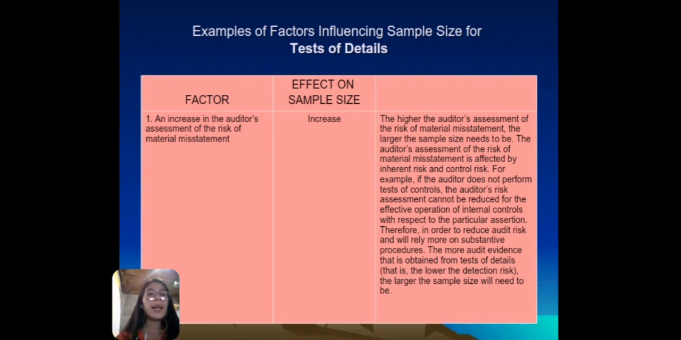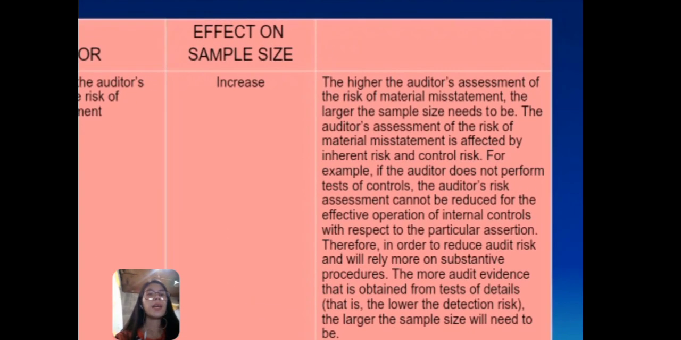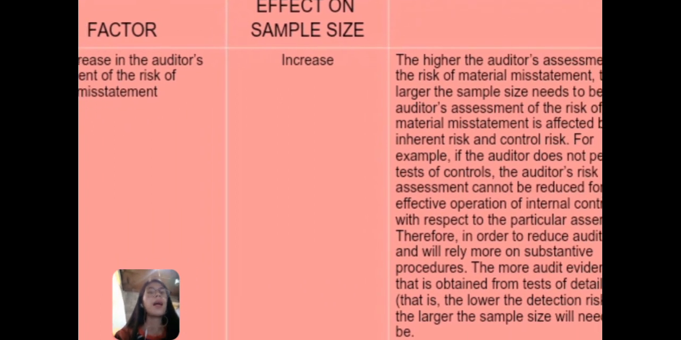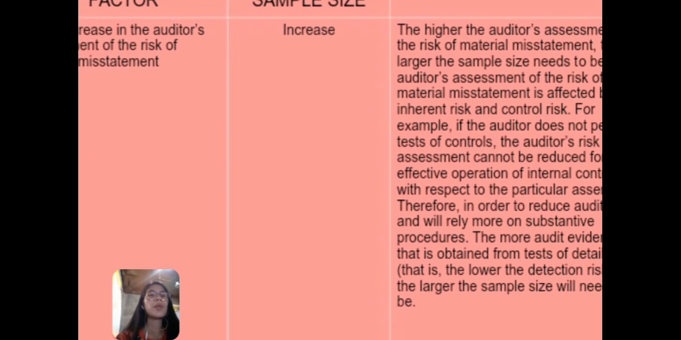So, the effect on sample size is to increase. Why does it increase? Because the higher the auditor's assessment of the risk of material misstatement, the larger the sample size needs to be. So, the auditor's assessment of the risk of material inherent risk of control. For example, if the auditor does not perform tests of control, the auditor's risk assessment cannot be reduced for the effective operations of the internal control with respect to the particular assertion.